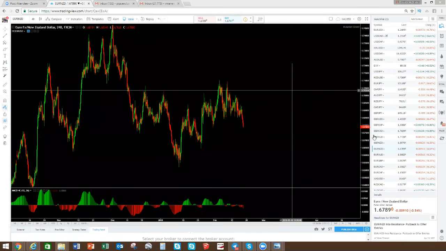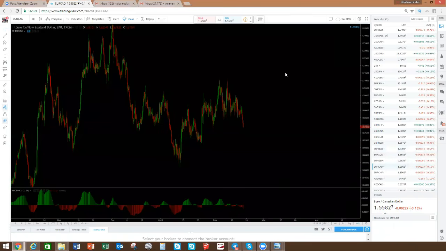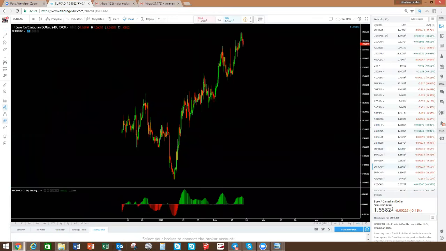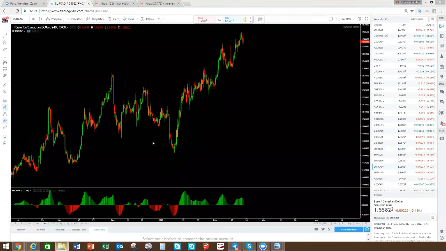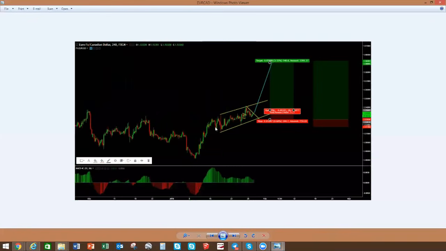All right, that's Euro New Zealand, EURCAD. EURCAD has been going up very slow. I've got a long-term trade on this one. Let's just see where we bought this one. EURCAD, you can see we bought it right at the bottom when we were still making that channel.